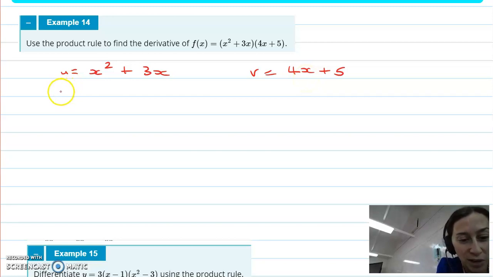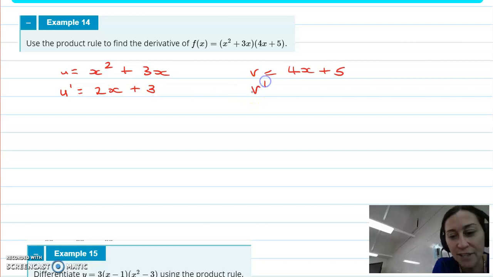I'm going to use u dash as the notation to show that I'm doing the derivative. Obviously I'm in terms of x, so u dash is 2x plus 3. And then I find, just underneath, v dash. Well, the derivative of this function is 4.